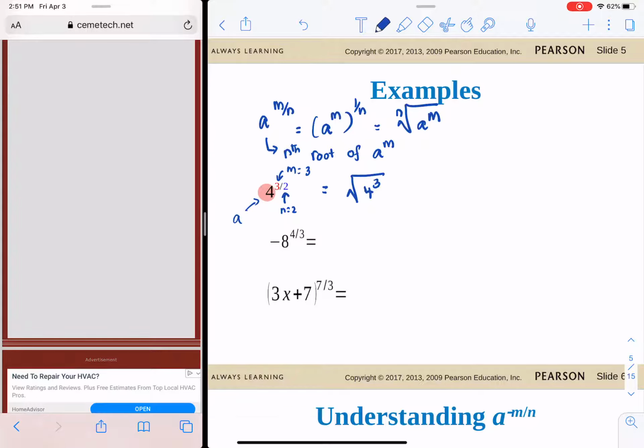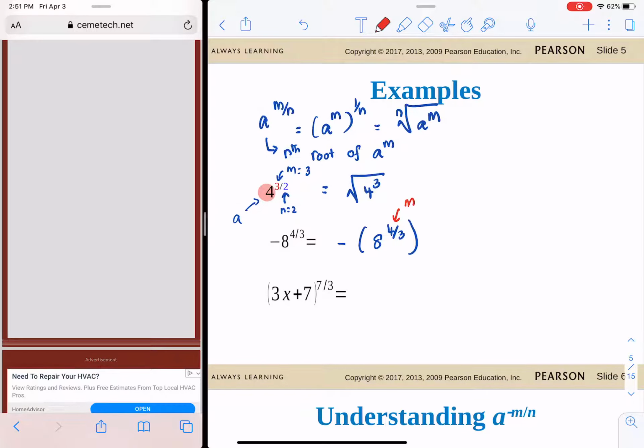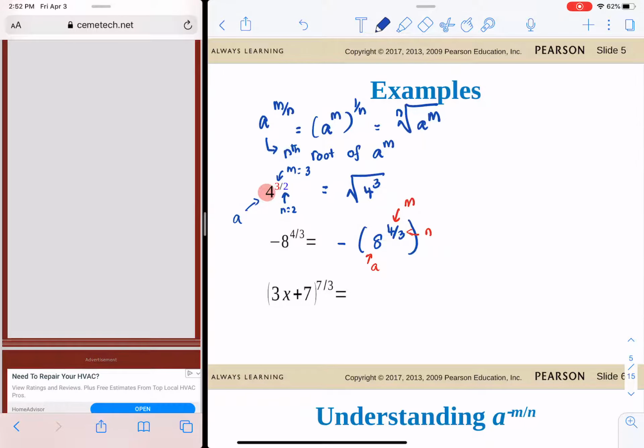In the next problem, we have to keep in mind that the negative is outside of 8 raised to 4 over 3. And that is m, that is n, that is a. So we have negative 8, which is a raised to m, raised to the power of 1 over 3.